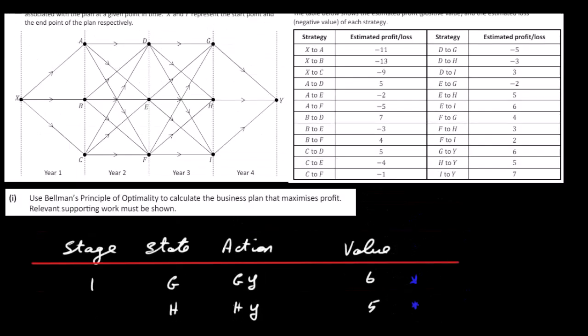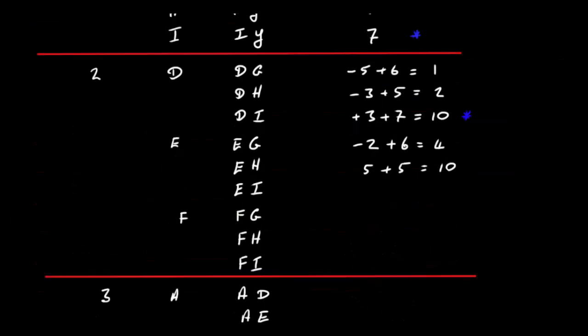E to I has a value of 6. So we're going to put 6 in here, and then it goes to I, so we're going to add 7, which gives us a net value of 13. So I'm going to star 13, that's the largest of these 3 here. Okay, next one then, we have F to G.